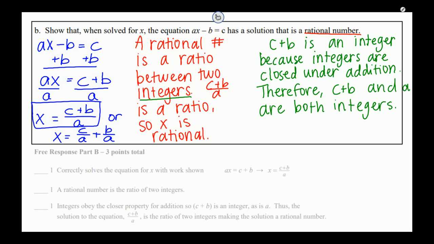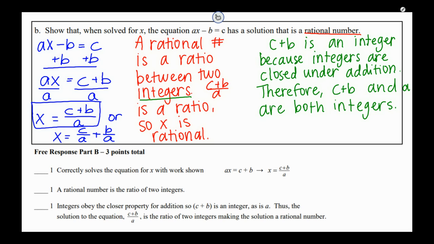So if this were a free response question on your homework that I was grading, this is the rubric I would have. A point for correctly solving the equation with your work shown. A point for saying that a rational number is the ratio of two integers. And a point for saying integers obey the closure property for addition. Pay attention to all the details.